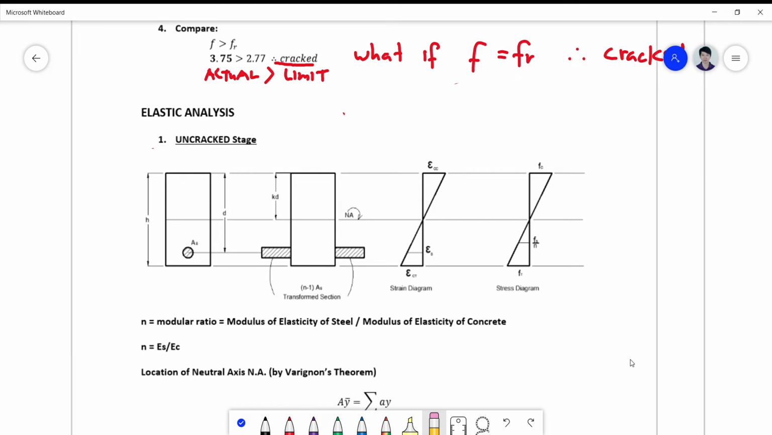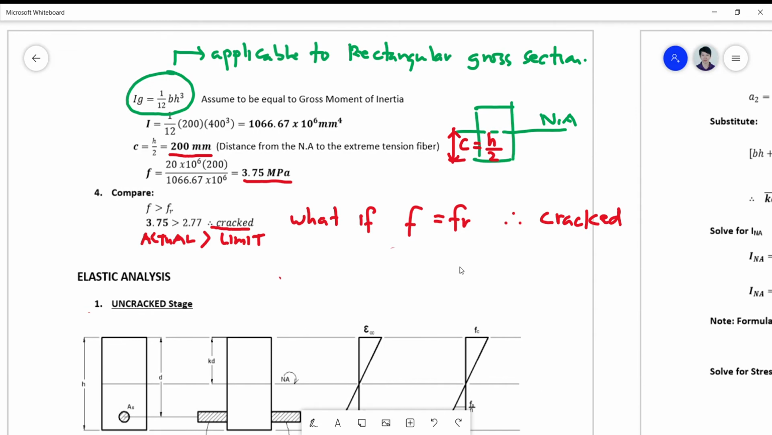So this is a continuation of our analysis on the stages of behavior of beams. So in our first example, what we did is just to determine whether the beam is cracked or not. And you will notice that in the example, we use the gross concrete area to solve for the property Ig and C.